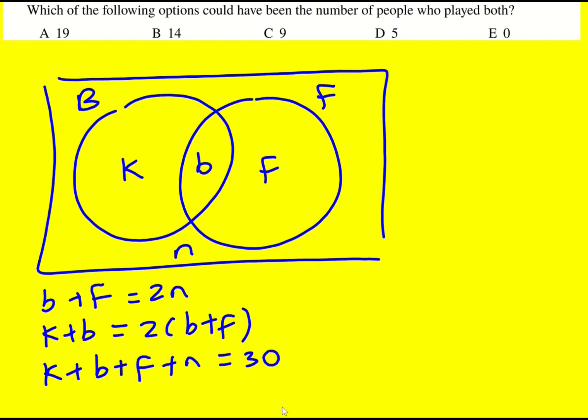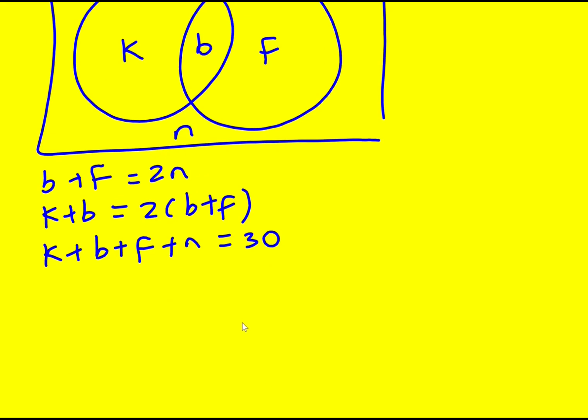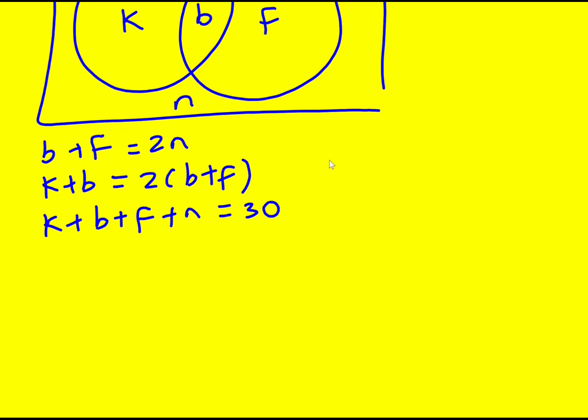Now the approach is essentially just a longer version of what I did right at the start. We're going to try and replace K and F, putting them in terms of B and N. So I'm going to multiply this one out. I've got K plus B, it's going to equal 2B plus 2F. Right, I'm now going to make K the subject. So K is going to equal B plus 2F. So I can replace this here by B plus 2F.